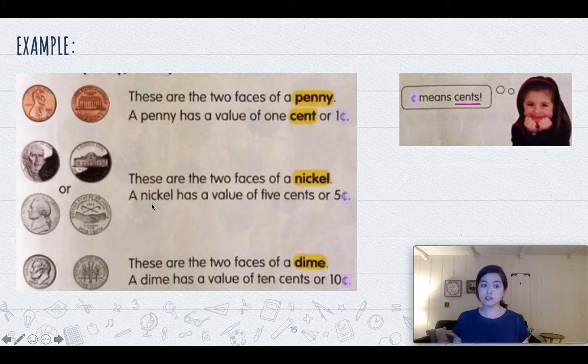We can also differentiate between the coins by sizes. The dime is the smallest coin that we have. It's smaller than a penny. It's smaller than a nickel. So we can understand the different values of the coins by also looking at their sizes.